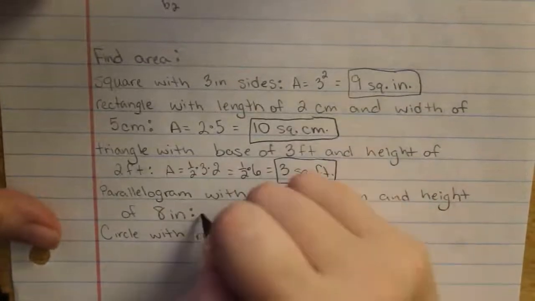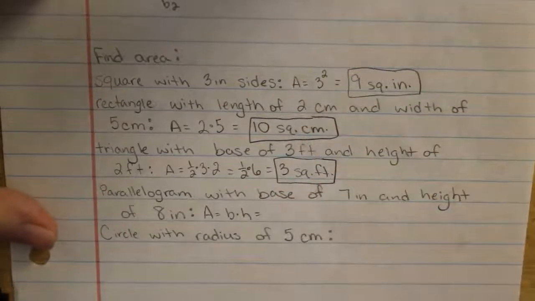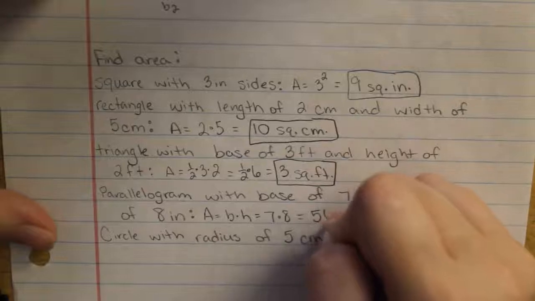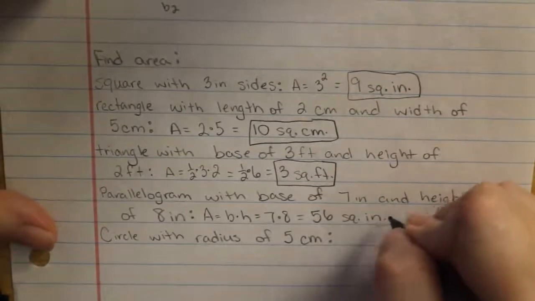Okay, we have a parallelogram. Area is base times height, which is 7 times 8, which is 56. Again, don't forget this is square inches.